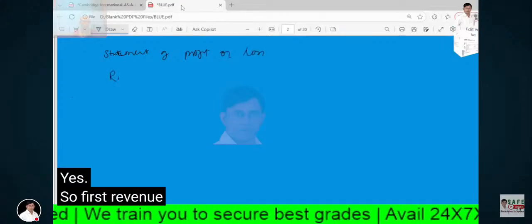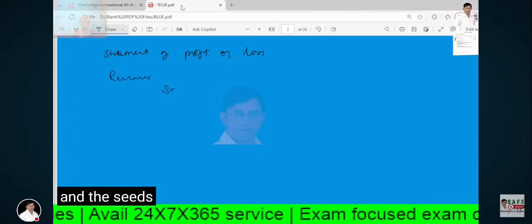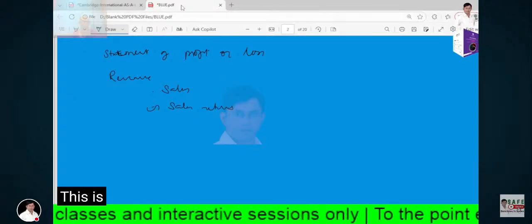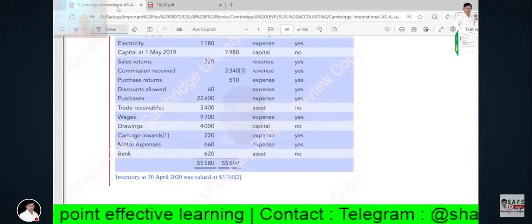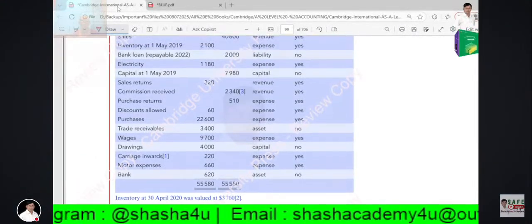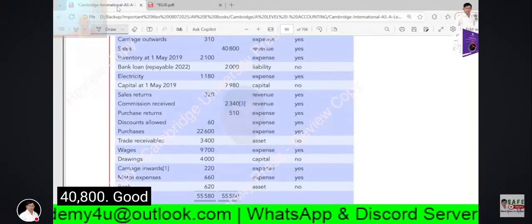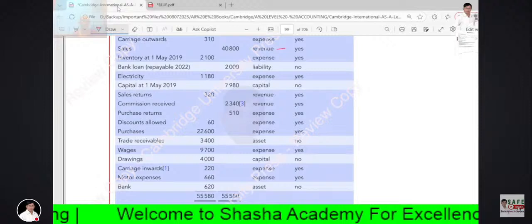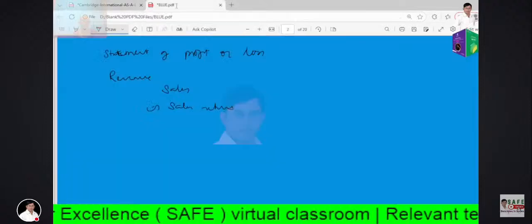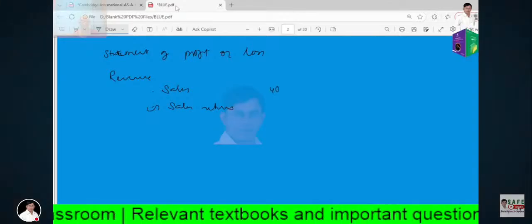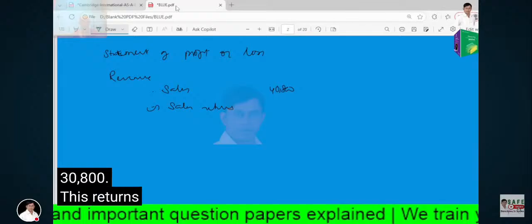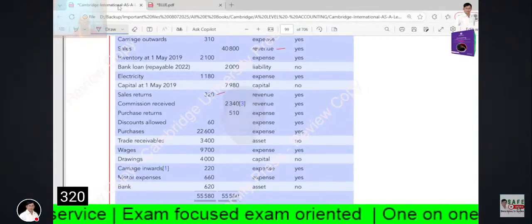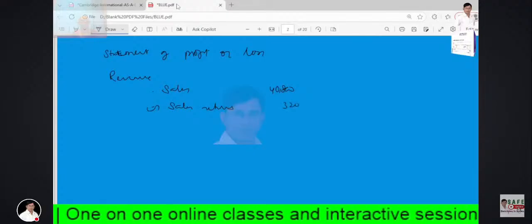The first is revenue, and sales, 40,800. Sales returns 220. So this one is this.